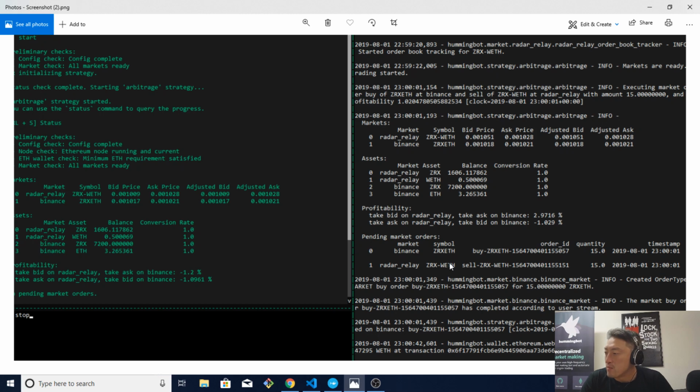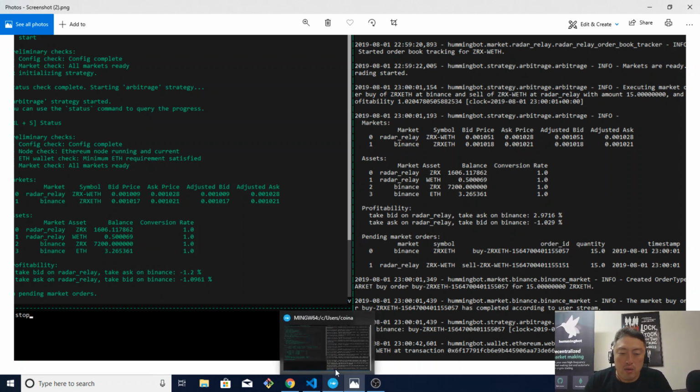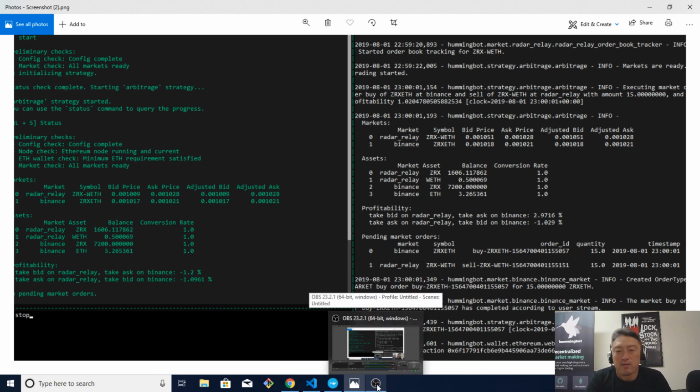Maybe I'll answer a few more questions before I start. So before I leave, last question is: can you arbitrage two DEXes with the same wallet, i.e., DDEX and Radar with the same MetaMask wallet? Absolutely. So this is actually what I'm doing right now. I always use the same wallet. I only use one wallet with Hummingbot, and it's basically creating accounts on different DEXes.